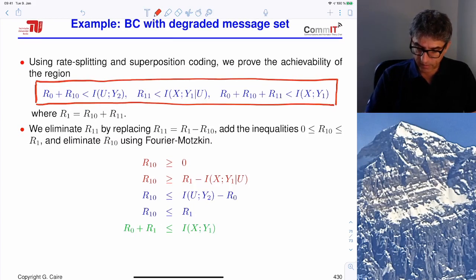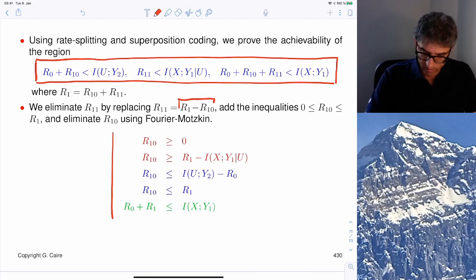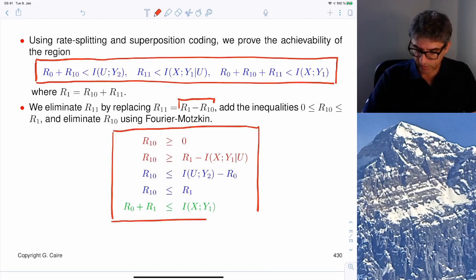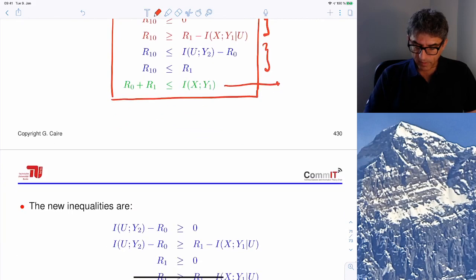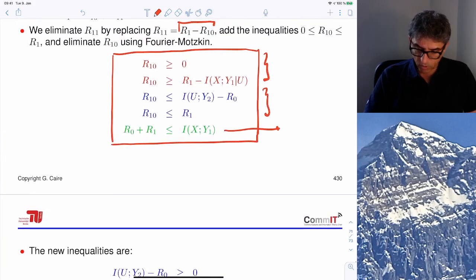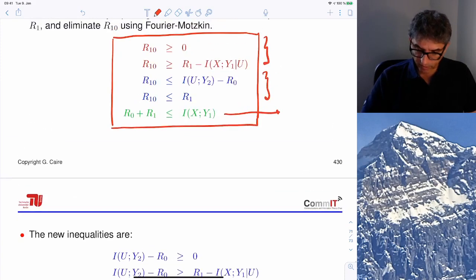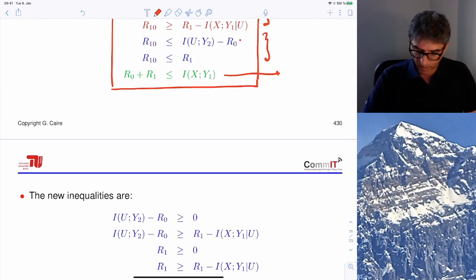Then we have eliminated R11 by simply writing it as R1 minus R10, and so we have this set of inequalities. These are inequalities in three dimensions because we have three variables, R0, R1, and R10, and our goal is to eliminate R10. So now we see that we have lower bounds and upper bounds, and these inequalities do not contain R10, and therefore the new set eliminating R10 is obtained by imposing that every lower bound is lower than every upper bound.